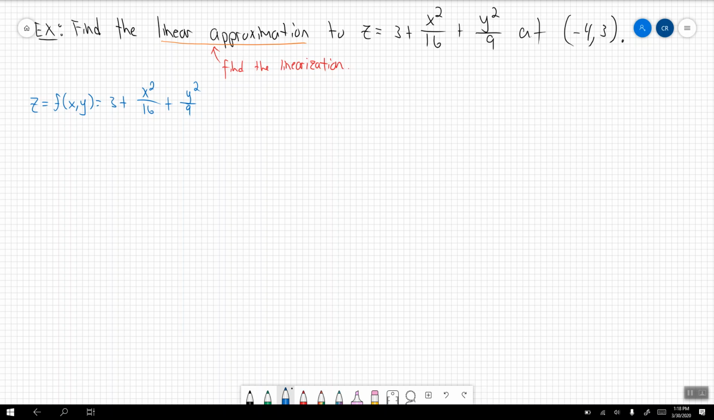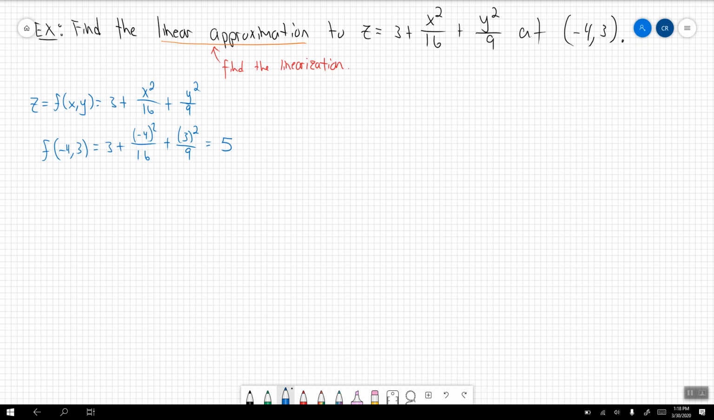I'm going to have a function at (-4, 3), and I'm going to make those substitutions. 3 plus -4 squared over 16 plus 3 squared over 9. The two rightmost terms are each just going to be 1, so it's going to be 3 plus 1 plus 1, which is just 5. Nice.